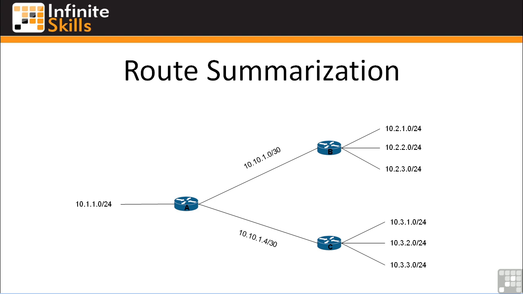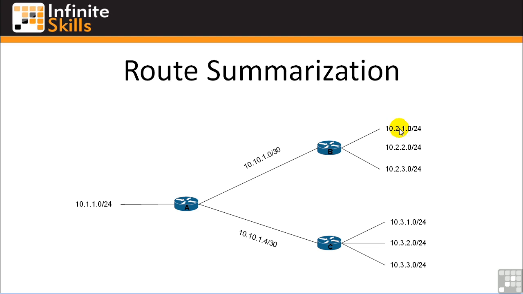So again, here's one of my lovely diagrams. You'll notice that we have a network here using all 10.x network addresses. We have all Class C networks at our locations. There's 10.1, 10.2. All the networks that start with 10.2 start over here. All the networks that start with 10.3 are behind network C. Now, this particular layout lends itself very well to route summarization.